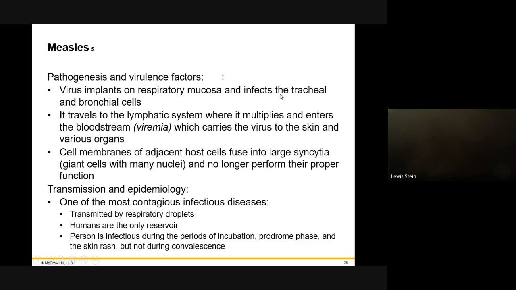Respiratory mucosa, tracheal and bronchial, lymphatic spread, viremia, viruses in the bloodstream. Adjacent host cells fuse, forming syncytia. This is something viruses do. They cause fusion, like respiratory syncytial virus in the newborn or croup, in this same category of paramyxoviruses. One of the most contagious diseases. You cough, you sneeze, it's transmitted human to human. It's contagious during incubation, before you know you have it, and in the prodrome when you're just starting to feel sick, and when you have the rash, but not so much during convalescence. Once you're basically over everything, they send you back to normal activities.